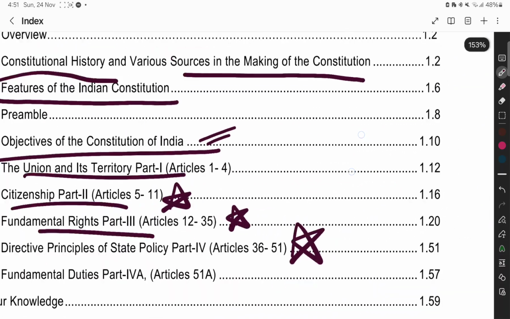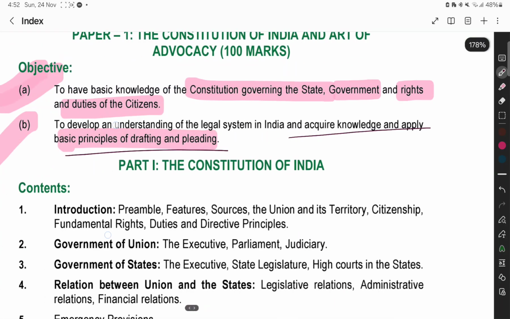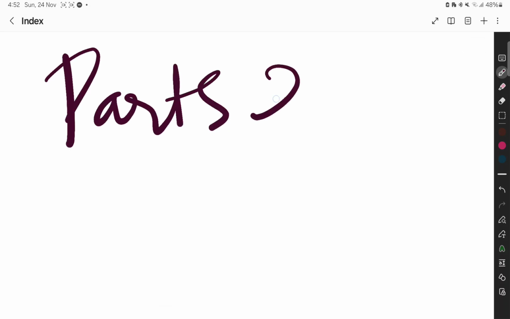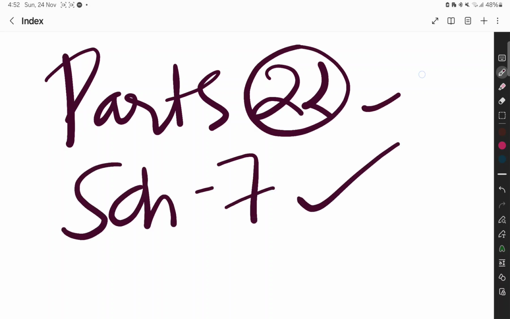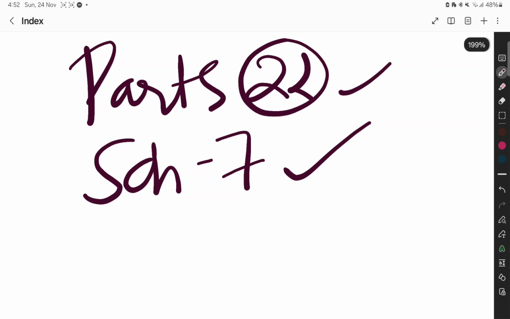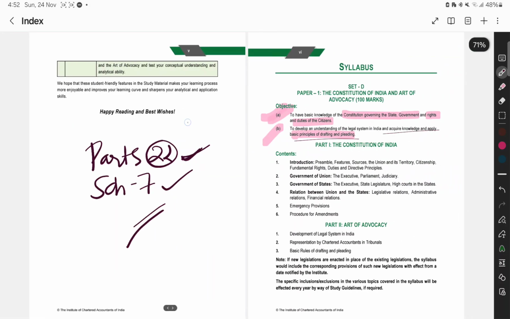So here, the Constitution of India has a total of 22 parts and 7 schedules. We are not going to discuss all 22 parts and all 7 schedules. We will only discuss those parts which have been introduced in our syllabus.